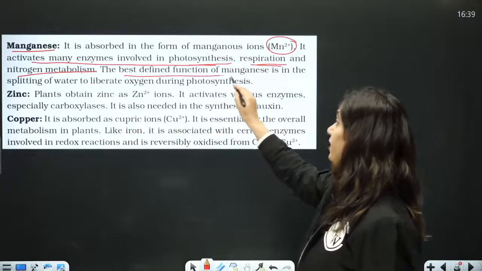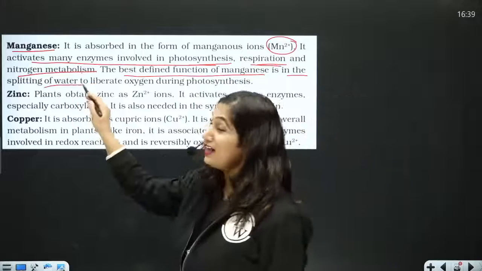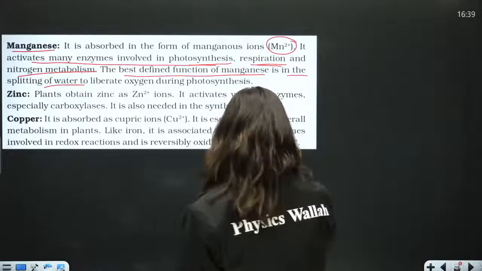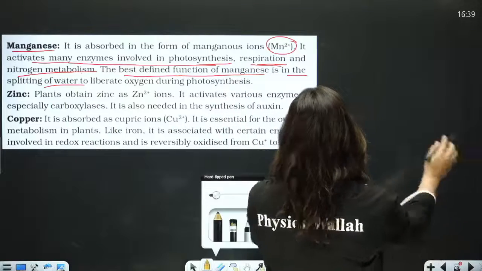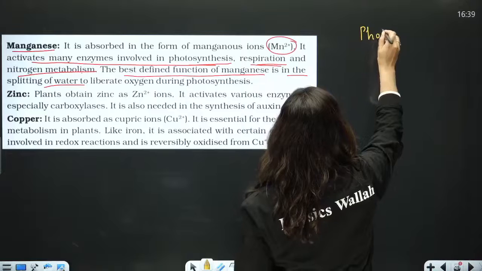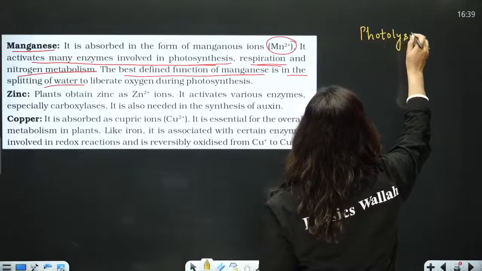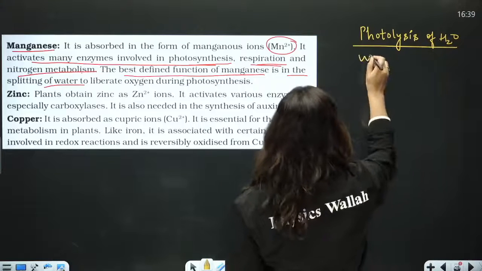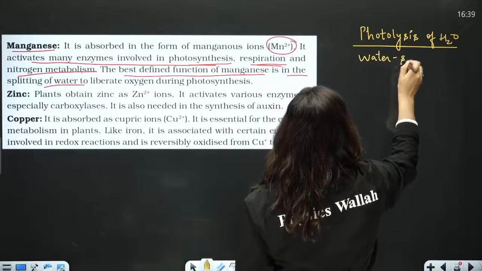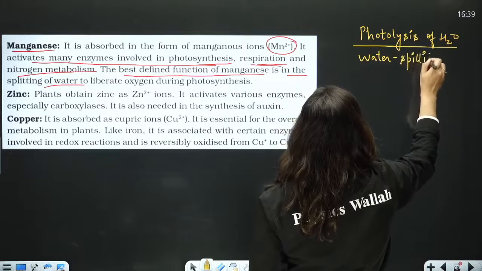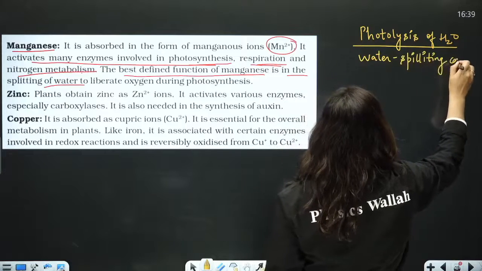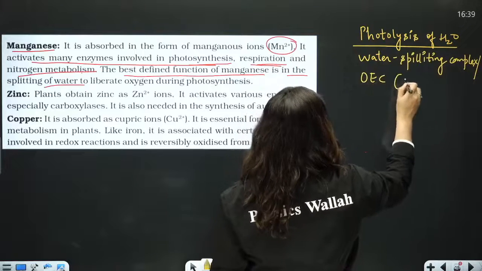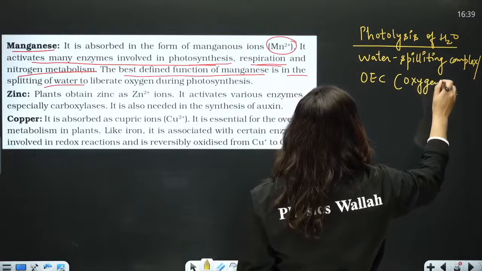The best defined function of manganese is the splitting of water. Very important, right? During photosynthesis, there is photolysis of water, splitting of water. Water splits and releases oxygen. So it is also called the water splitting complex or OEC, that is oxygen evolving complex.